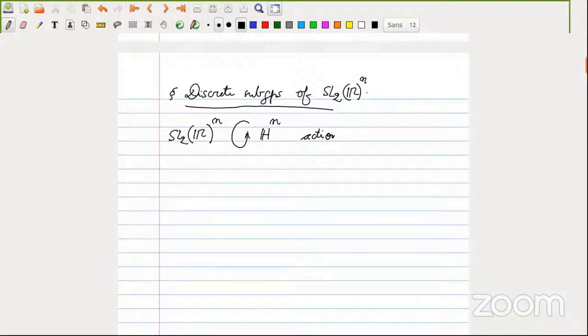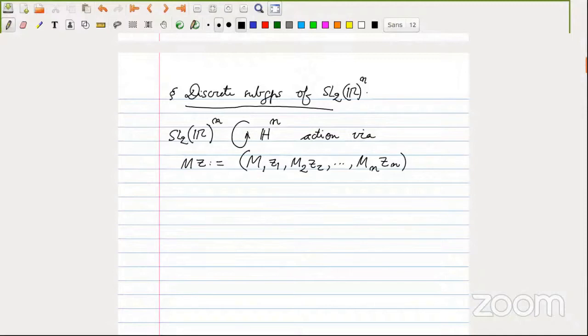There is an action, and the action is defined via this. If I pick a matrix M in SL2R to the n, it's going to have n components, and each of those components is a matrix in itself. It's going to act in the usual way on the first coordinate z1, the second coordinate z2, the usual transformation, up to Mn acting on zn.